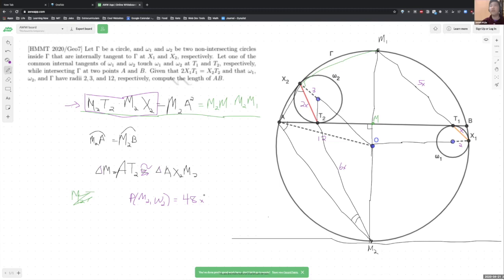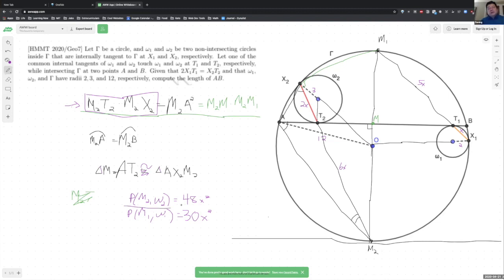And then the power of m1 to omega 1 in this case is 5x times 6x, which is 30x squared. Okay, we still have this x, but we don't really care about the x, because it's going to cancel out. Now we know the ratio of the two powers.